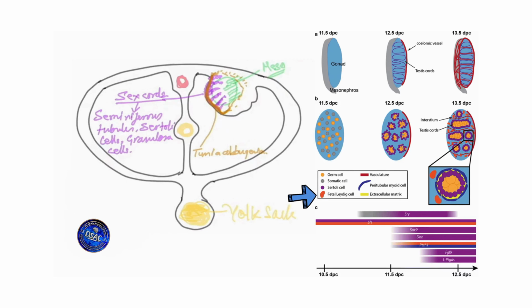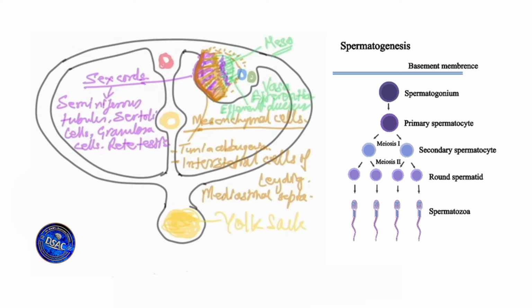And these mesenchymal cells also spread in between these sex cords like this. They start growing and proliferating in between these sex cords. Mesenchymal cells of the nephrogenic cord will form the tunica albuginea, and of course they will also form the interstitial cells of Leydig. Now, the development of spermatogonia.